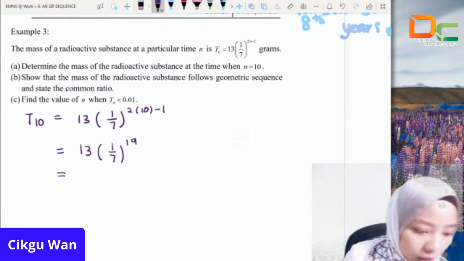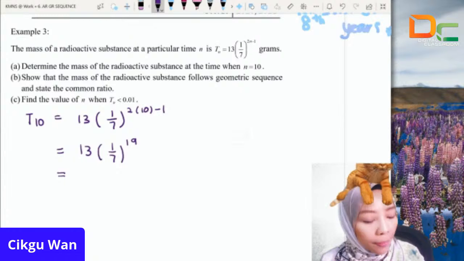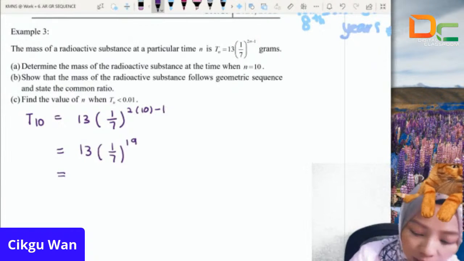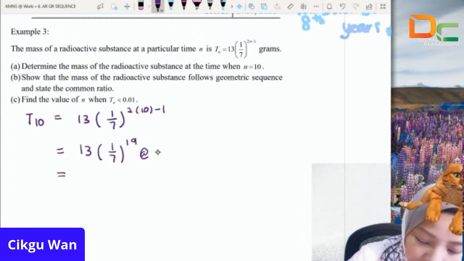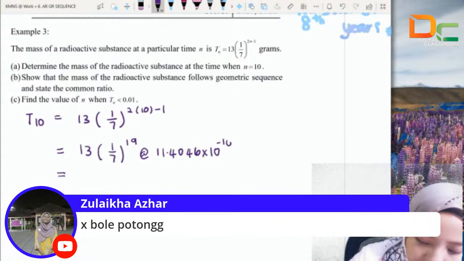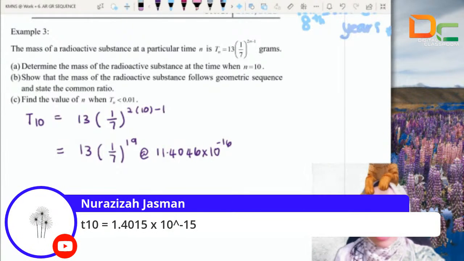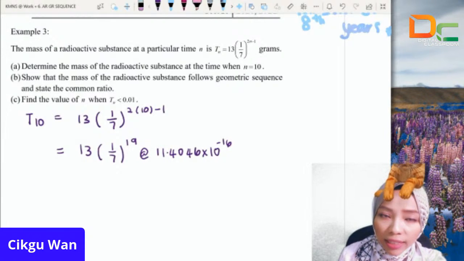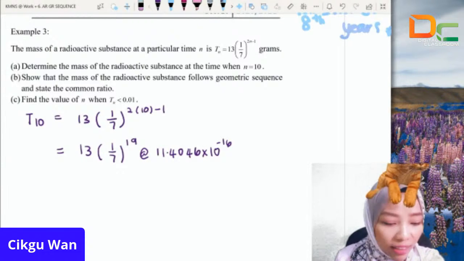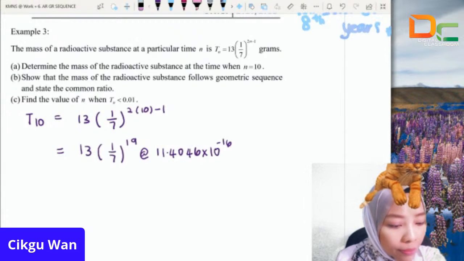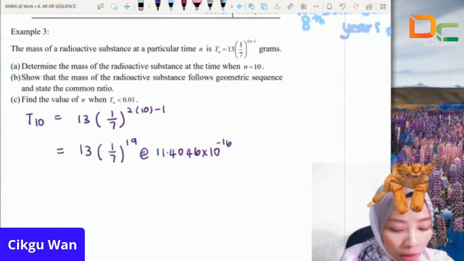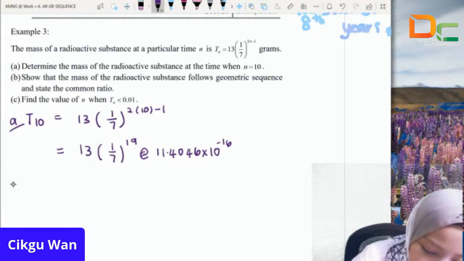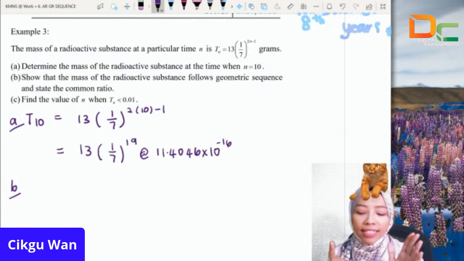Okay, can you give me the answer? Okay, you may leave it as this, or it's equivalent to 11.44046 times 10 to the power of negative 16. Tengoklah kalau you cakap 11, kalau you cakap 1.1, so it will be times to the power of negative 15. Negative 15. Okay. Alright. Okay, next B. Okay, we've done part A. Now B. Show that the mass is follows geometric sequence.